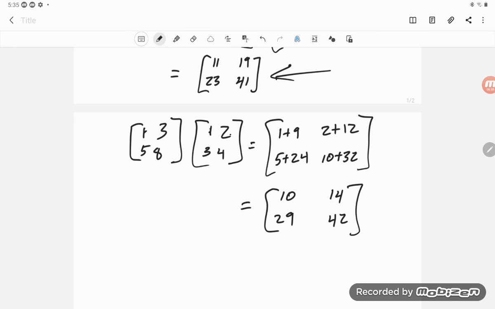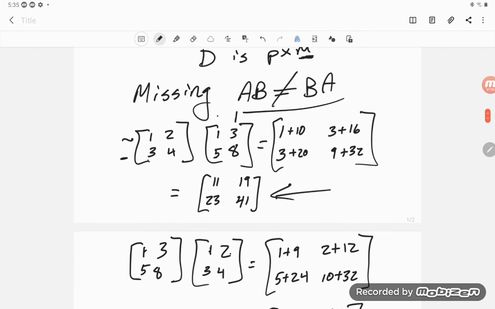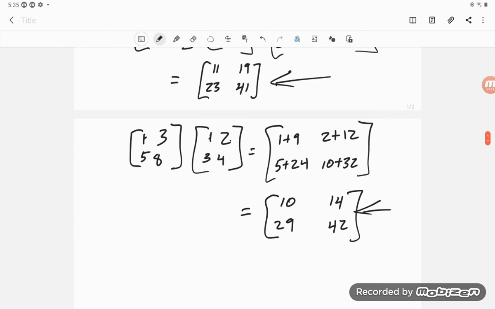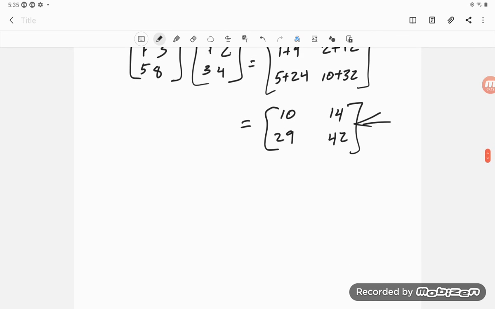Definitely that is not equal to that. So you see, that is why that's missing. Generally speaking, matrix multiplication is not commutative. There are cases where it is, and we will see some of those cases, but generally speaking, not commutative.